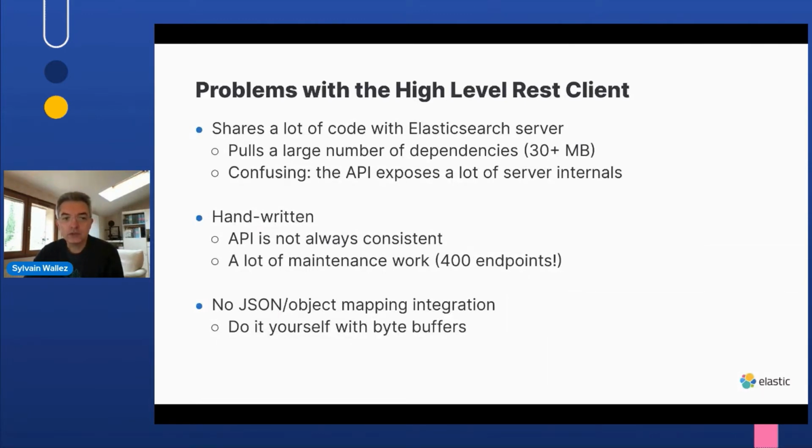It's also handwritten, which means that the API is not exactly consistent all the time. And for Elastic, it's a lot of maintenance work. Elasticsearch has more than 400 endpoints, and you can imagine how much work it is to maintain all that. And finally, it has no JSON to object mapping integration, which means that you have to map the byte arrays directly with your application objects, which is obviously not convenient.